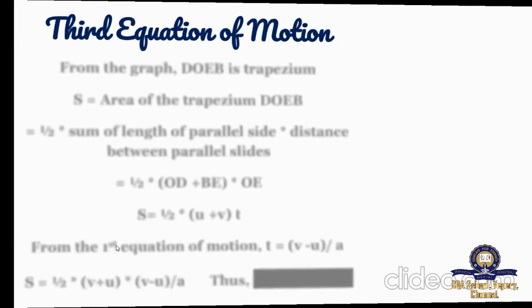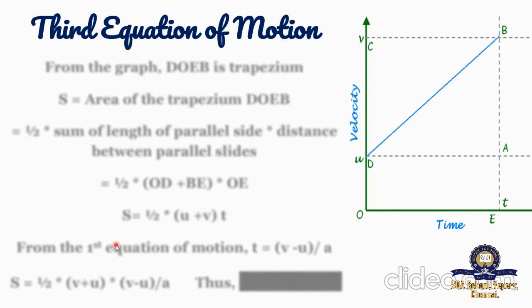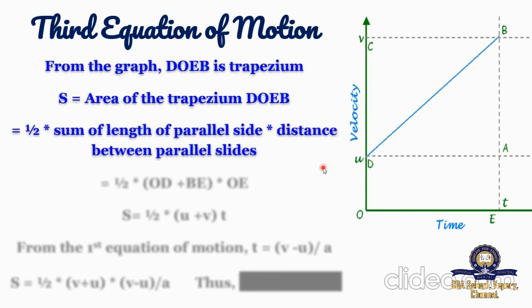So let's move on to the third equation of motion. Again, take this graph. Here we see that the distance covered by the object during time T is given by the area of quadrangle DOEB, and we know that DOEB is a trapezium. So S is equal to the area of the trapezium DOEB, which gives half into the sum of the lengths of parallel sides into the distance between the parallel sides. This is the formula for the area of a trapezium. What are the parallel sides we have?